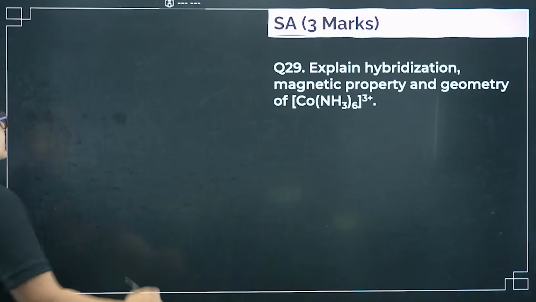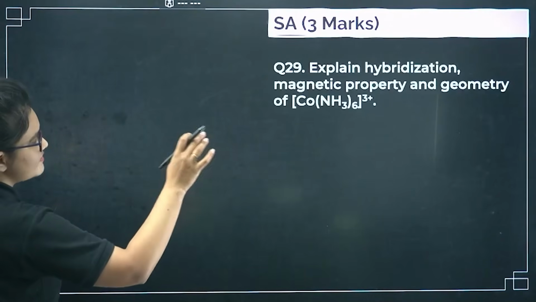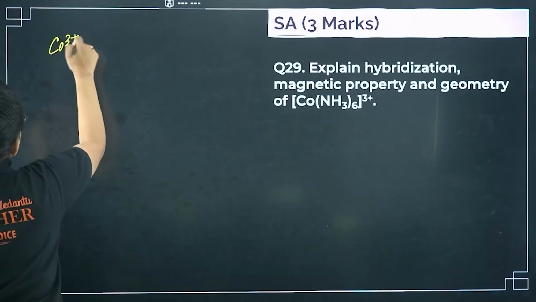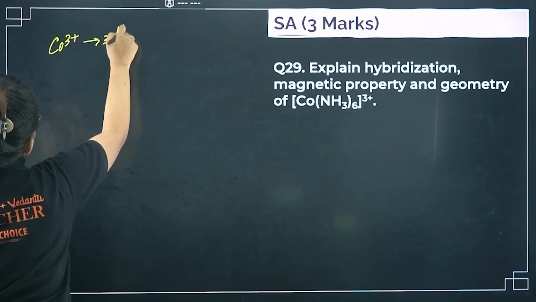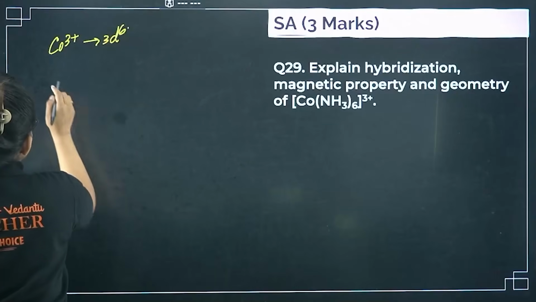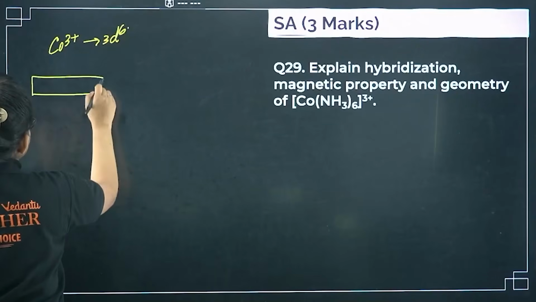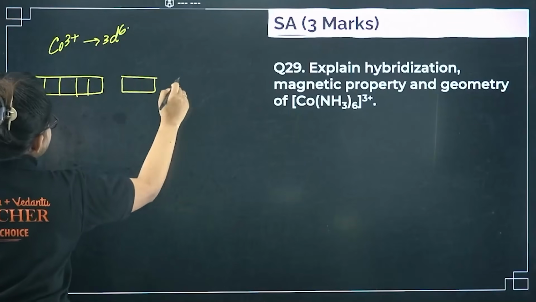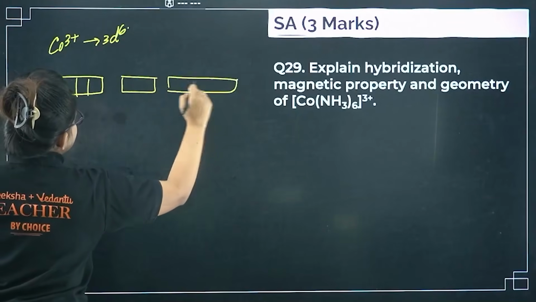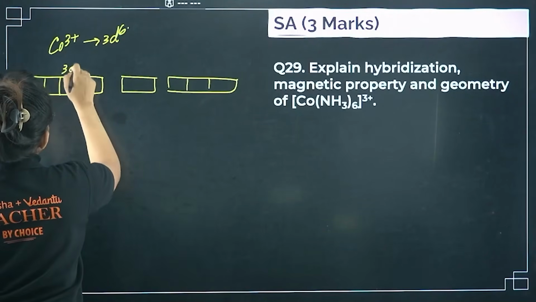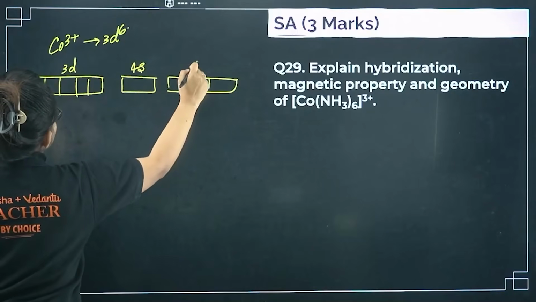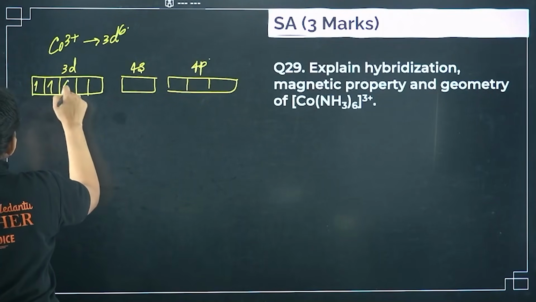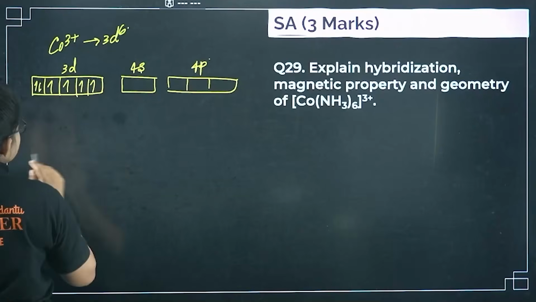Let's proceed. Here we have to explain the hybridization, magnetic property and geometry. So cobalt 3+ here is basically 3d6, right? If I just draw the 3d6 one, I am having also 4s, I am having 4p as well. This is my 3d, this is my 4s, this is my 4p. So it will be looking something like 1, 2, 3, 4, 5, 6.